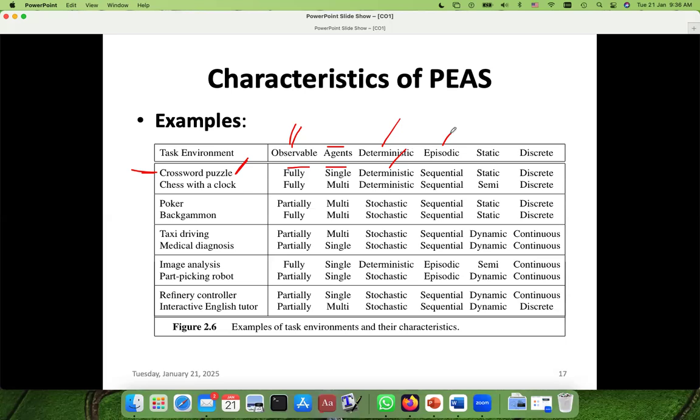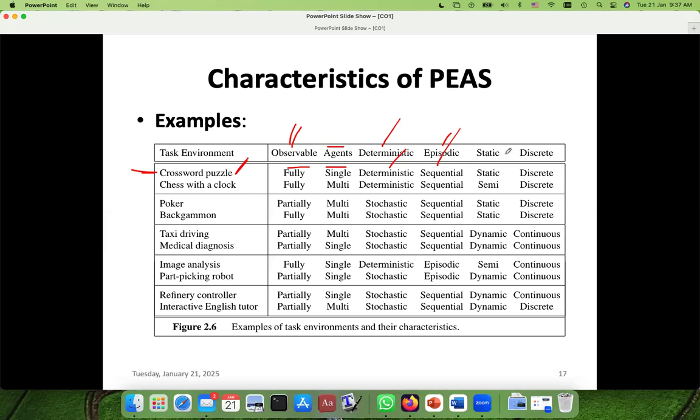Now, is the crossword puzzle episodic or sequential? Is the sequence of letters dependent on each other or not? If not, then it is episodic, and if it is, then it is sequential. Here it is dependent, so it is sequential.